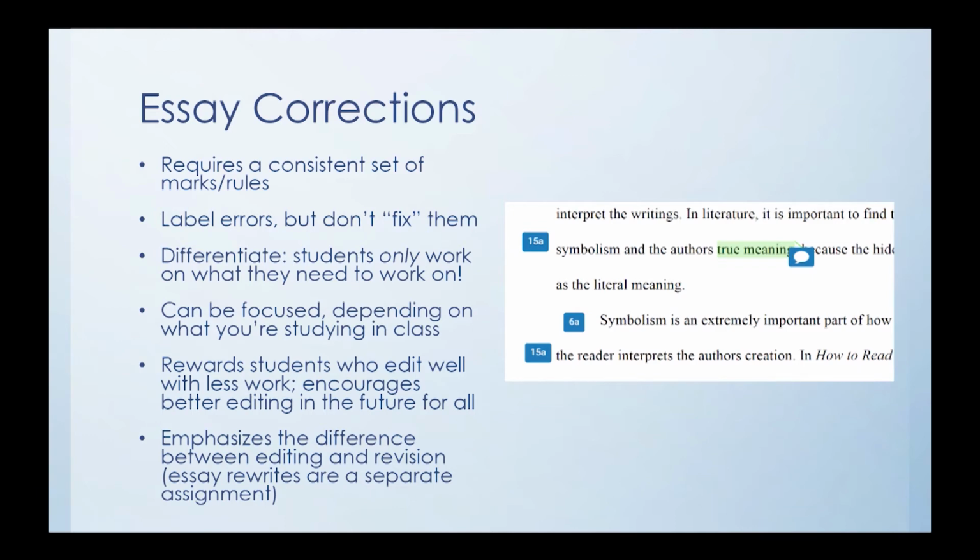The other thing I like about this is that it's differentiated. So I'll have a student who has one grammatical error in his whole paper. And you know what? That student only has to fix one grammatical error, because that student did a good job editing.